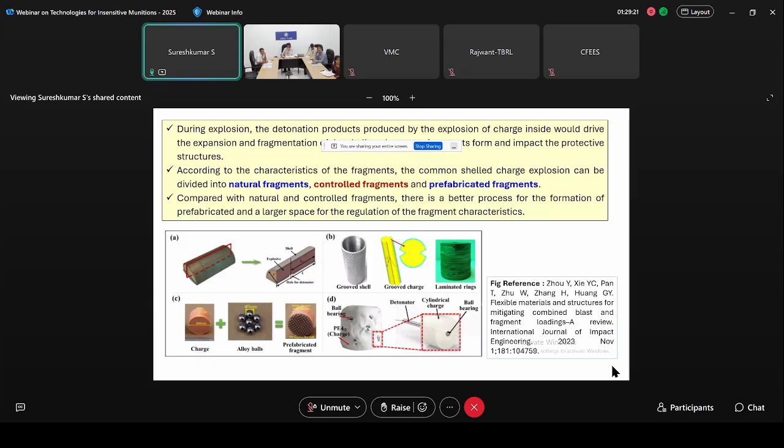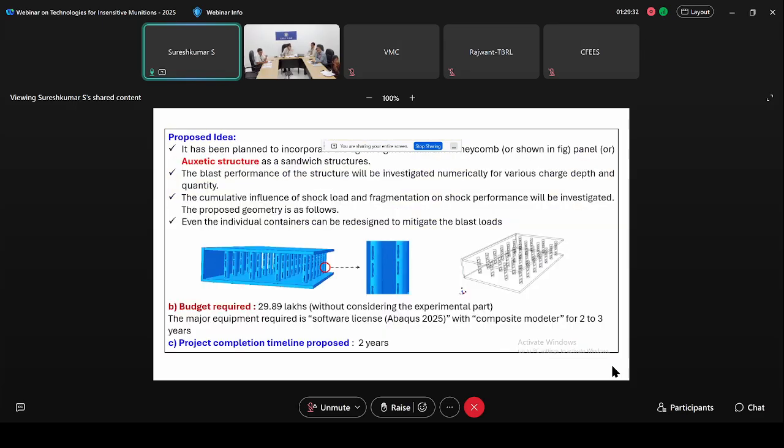Whenever the explosive is kept inside a shell, there are several types of explosive modeling, also in the experimentation part. But in reality, for the proposed solution, either an auxetic structure, say a honeycomb panel, or a sandwich structure is planned to be analyzed. Sandwich panels consist of composites on both top and bottom, embedded with the auxetic structure or any other honeycomb panel, or core-filled structures, foam-core-filled structures also we can plan. But before going to the experimentation part, it needs to be analyzed. So that part we are interested in doing with the Abaqus numerical code.